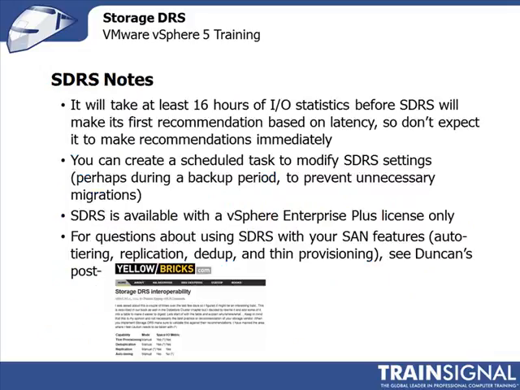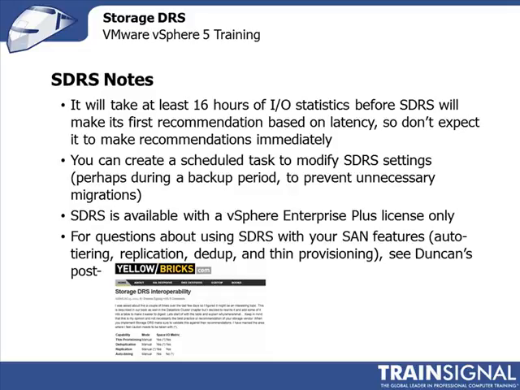And I have some final SDRS notes here before we go off and implement SDRS. First off, I need to point out that it's going to take at least 16 hours, according to VMware.com, of I/O statistics being gathered before SDRS will make its first recommendation based on latency. So don't expect it to make recommendations immediately. Also, you can create a scheduled task to modify SDRS settings. Perhaps during a backup period, you might want to disable SDRS to prevent unnecessary migrations. SDRS is available when you have a vSphere Enterprise Plus license only, so make sure you take that into account.